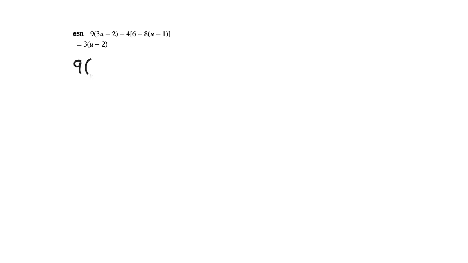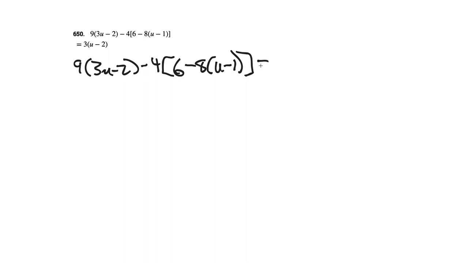So we've got 9 times quantity 3u minus 2 minus 4u, big bracket here, 6 minus 8 times quantity u minus 1 equals 3 times quantity u minus 2. So what we're going to do, I've got u's all over the place, both sides. So I'm just going to distribute from the inside to the out first. So let's just do this first.